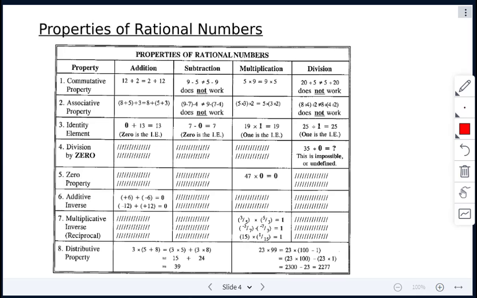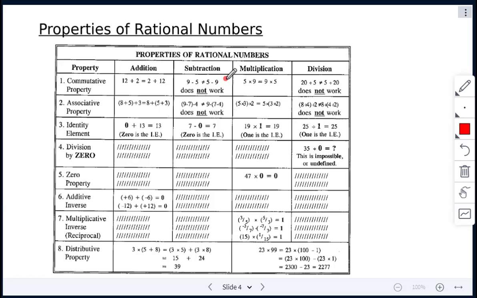Next we are looking at properties of rational numbers. This is in your modules under 1.7, and you have this chart under 1.7. So if you need to refer back to it, you can do so right in your modules. The first one is commutative property. If we look at addition, if we have 12 plus 2, it's equal to 2 plus 12. So it works for addition.